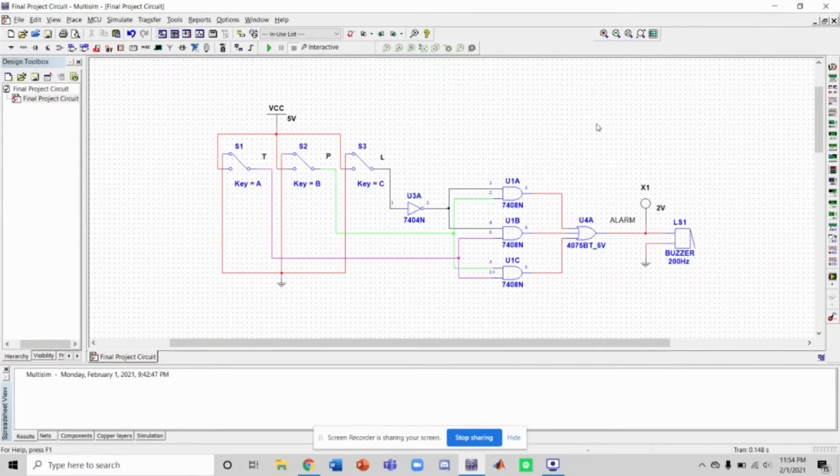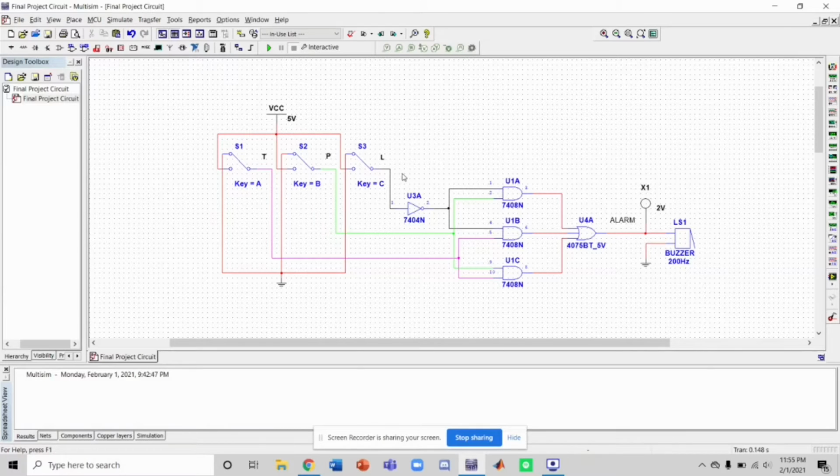Here, you can see our designed and built circuit which represents the microprocessor alarm system for the chemical plant. It is composed of one 7404 NOT gate, three 7408 AND gates, and one triple input 4075 OR gate.